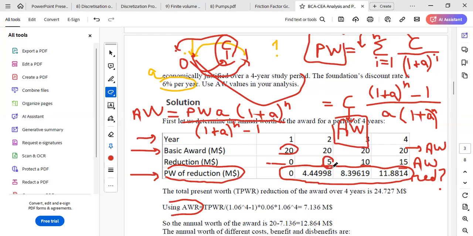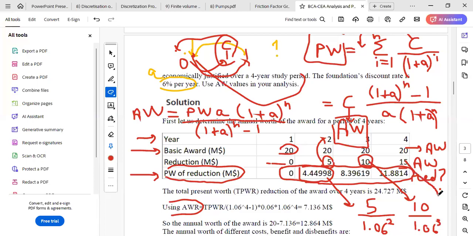For 5, since this reduction occurs in year 2, the present worth of the first reduction is just 5 over 1 plus i to the power 2. And the discount rate is 6%. So, over 1.06 square. Okay. Now, for year 3, the reduction is $10 million. So if I want to get the equivalent present worth value, it's equal to 10 over 1.06 to the power 3. And finally, for year 4, I do 15 over 1.06 to the power 4.